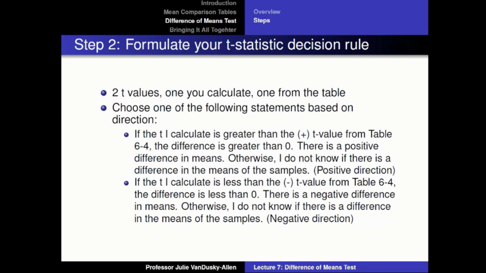Next, the other template you could use is, if the t I calculate is less than a negative t-value from table 6.4 in this lecture, the difference is less than 0. There's a negative difference in means. Otherwise, I do not know if there's a difference in the means of the samples. You will use this statement if you think there should be a negative difference in means.